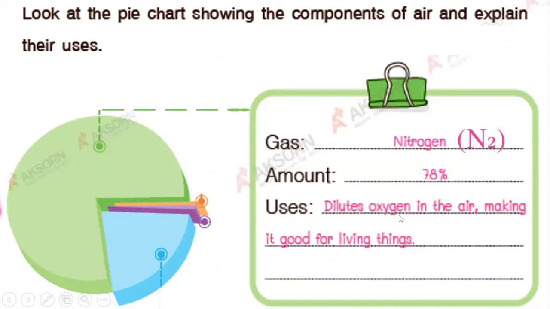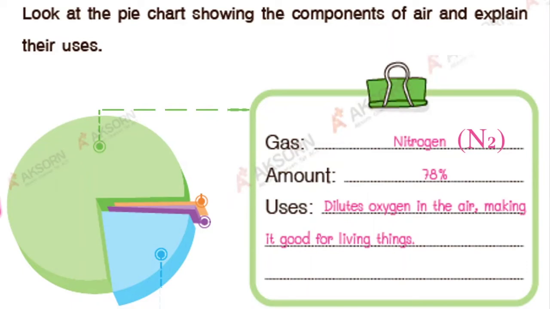Nitrogen dilutes oxygen in the air, making it good for living things. Okay, dilutes. So nitrogen dilutes oxygen in the air. Now I ask you to pause the video and write it down. Write everything down in your work textbook. When you finish writing, push the play button and we continue our lesson.